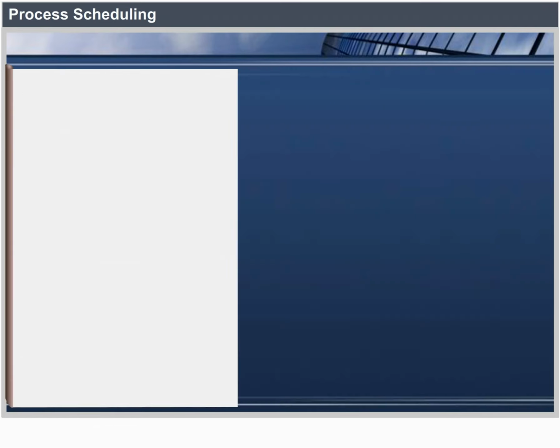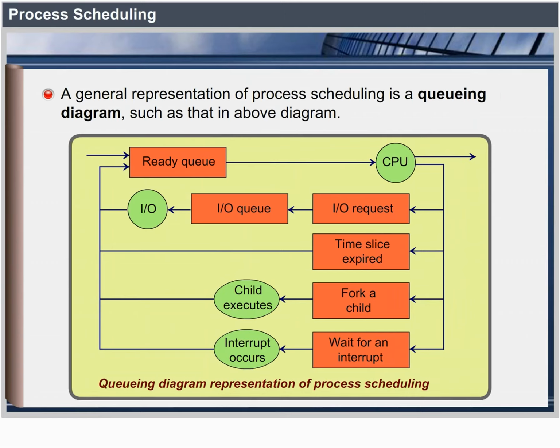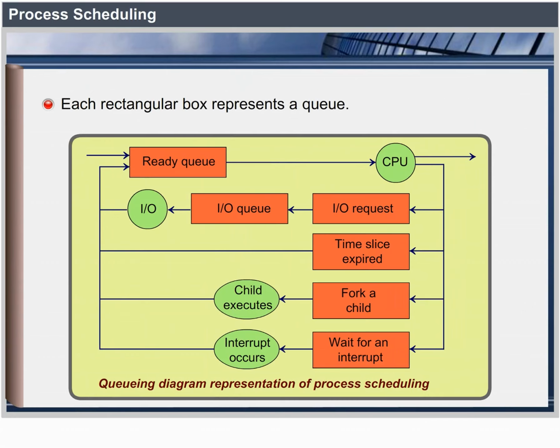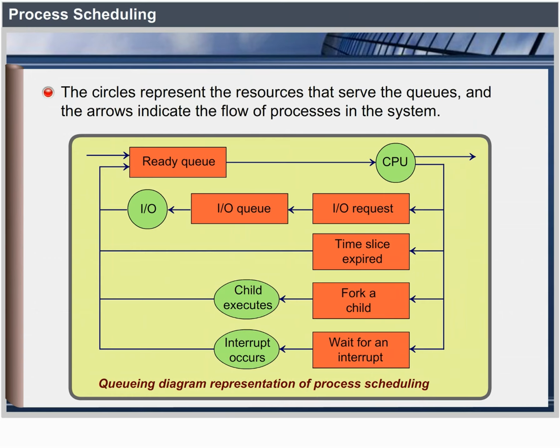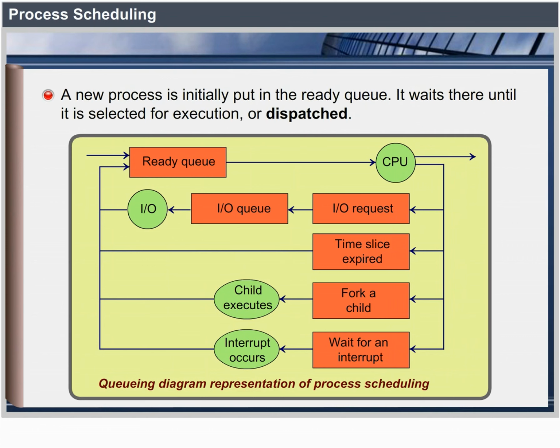A common representation of process scheduling is a queuing diagram, such as that in the above diagram. Each rectangular box represents a queue. Two types of queues are present, the ready queue and a set of device queues. The circles represent the resources that serve the queues, and the arrows indicate the flow of processes in the system. A new process is initially put in the ready queue. It waits there until it is selected for execution, or dispatched.